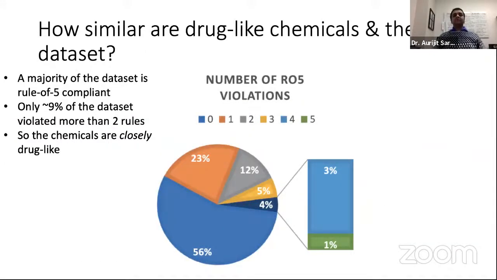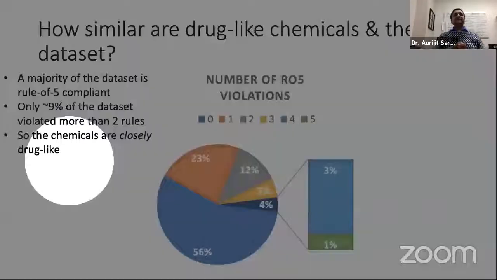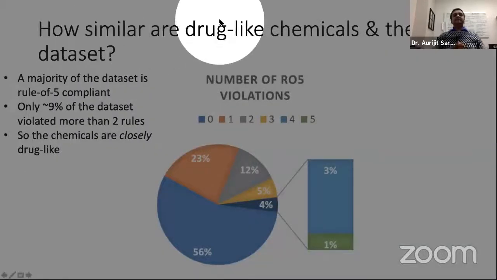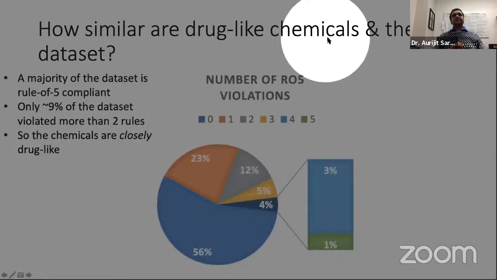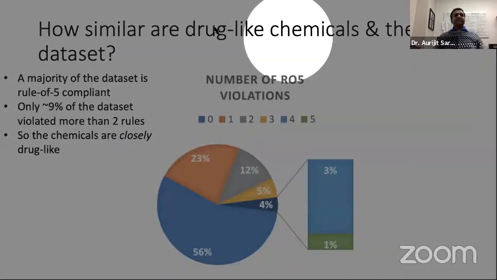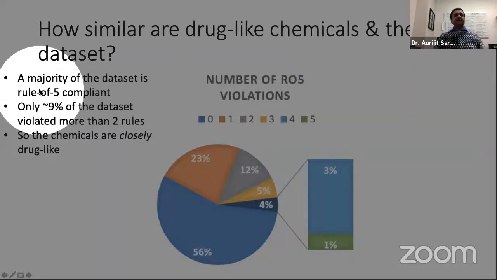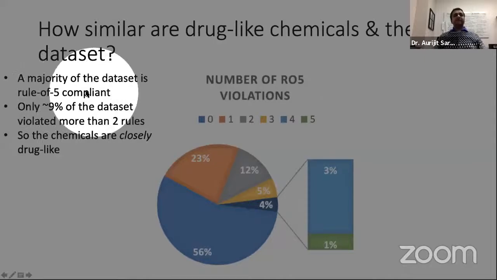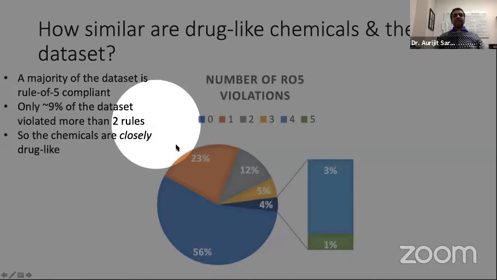So remember we talked about drug-like chemicals and antimicrobials, right? So the first question we asked ourselves was, how similar are these chemicals to the typical drug-like chemicals that might be present in a screening library? So what we found was that a majority of the data set is compliant with rule of 5. In other words, it is drug-like. So you can see it right here.